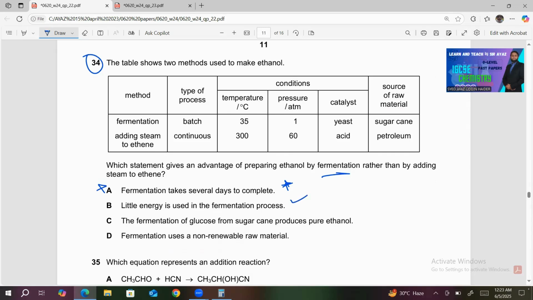For convenience, I'm checking the next two statements. C, the fermentation of glucose from sugar cane produces pure ethanol. In fermentation, we are not getting pure ethanol. This is incorrect. We will also get carbon dioxide here. D, fermentation uses non-renewable raw material. Fermentation uses renewable raw material. This is also incorrect. So B must be the right answer in this case.